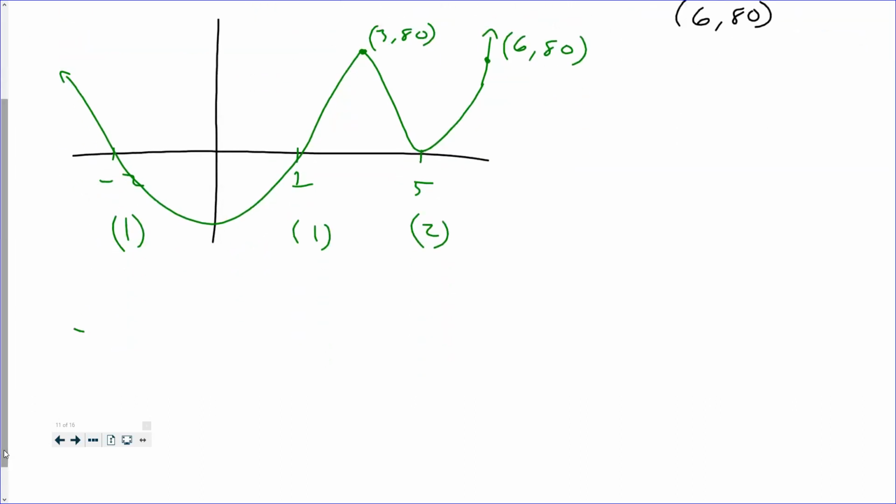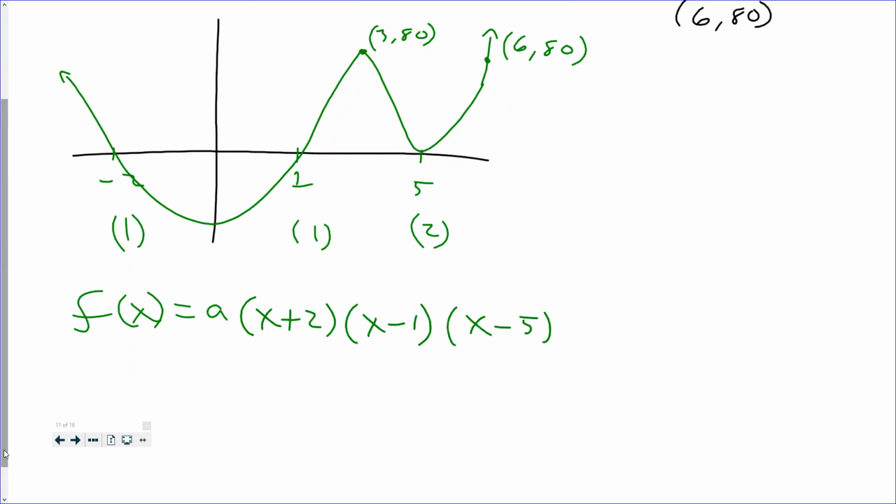So if I go ahead and graph this, I have f of x equals some leading coefficient of a that I don't know what it is yet, but I do know my x-intercepts. I have x plus 2 from the x-intercept of negative 2, x minus 1 from the x-intercept of 1, and x minus 5 squared from the x-intercept of 5. And I know it'll be a power of 2, because like I said before, it has to bounce, because if it doesn't, I'm not going to hit both those points that I'm told are on the graph.